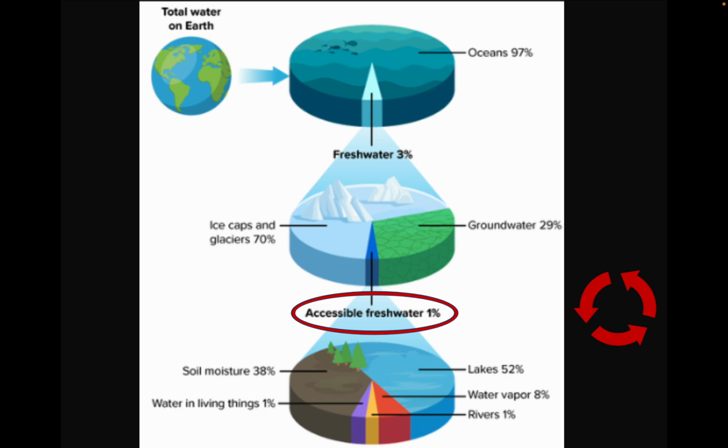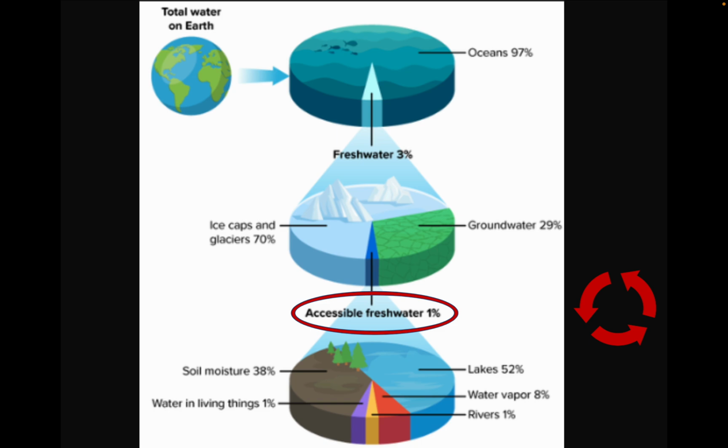So if you look at that, I've got it circled, that accessible fresh water is only 1%. Of that 1%, some of that fresh water is inside soil. So the soil moisture is 38%. We can't access that. And lakes, 52%. Water vapor in our atmosphere is 8%. Rivers are 1%.